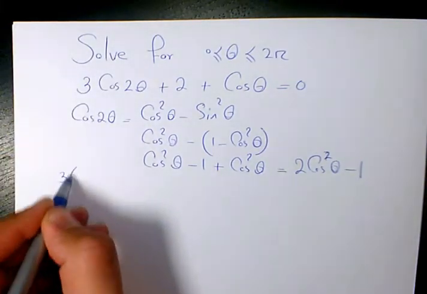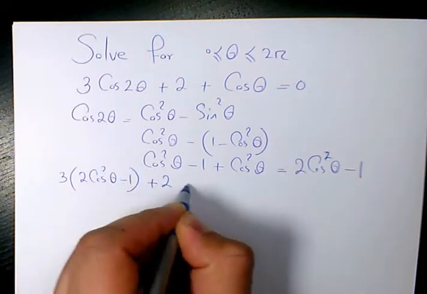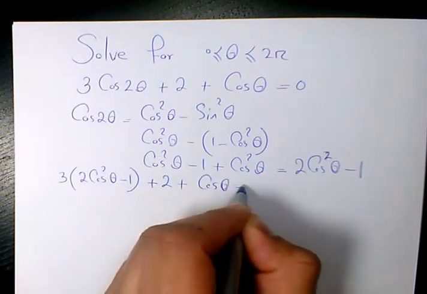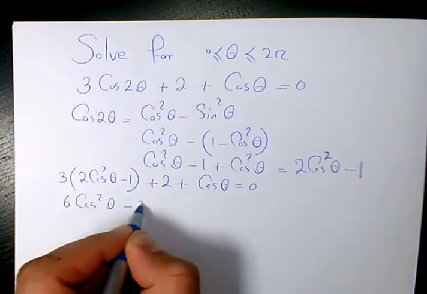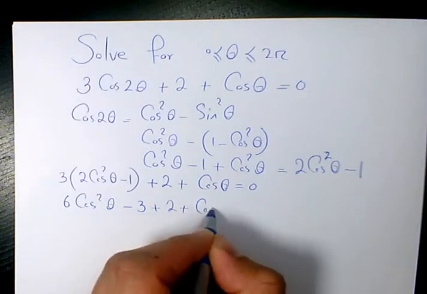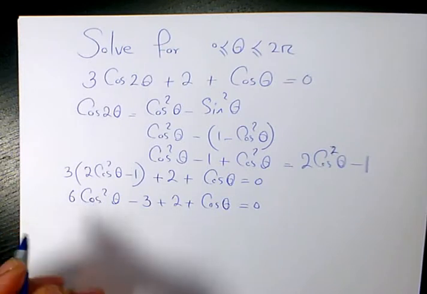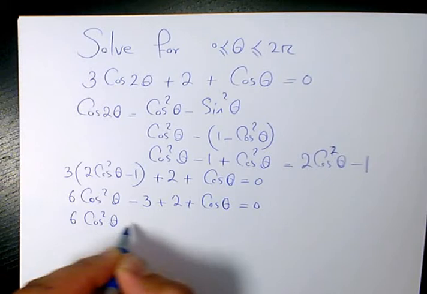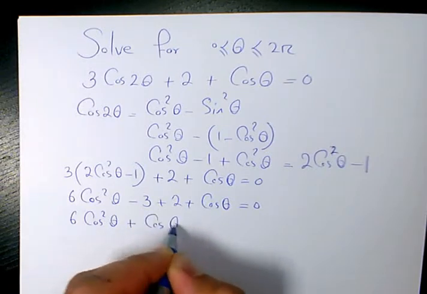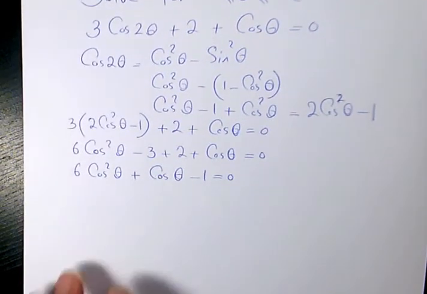It's going to be 3 times 2 cosine squared theta minus 1 plus 2 plus cosine theta equals 0. Then it's going to be 6 cosine squared theta minus 3 plus 2 plus cosine theta equals 0. Then when you simplify it, it's going to be 6 cosine squared theta plus cosine theta minus 1 equals 0. Now I have a quadratic equation and I need to solve it.